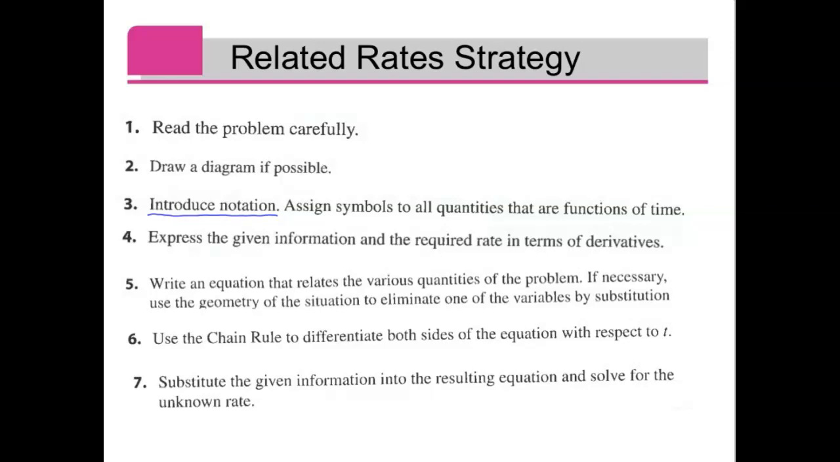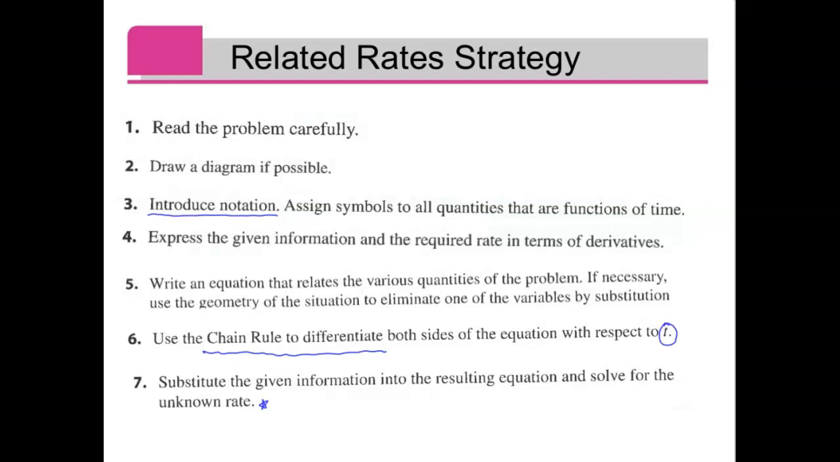Then fifth, we're going to write an equation that relates the various quantities. And if necessary, we can use geometry to eliminate one of the variables by substitution. And we'll do a couple examples where that comes into play. We'll mostly be using the chain rule to differentiate, and that's because when we're talking about rates of change, we're generally talking about them changing over time. So things are going to be functions of time. That's going to require us to use the chain rule. Finally, substitute the given information and solve for the unknown rate.